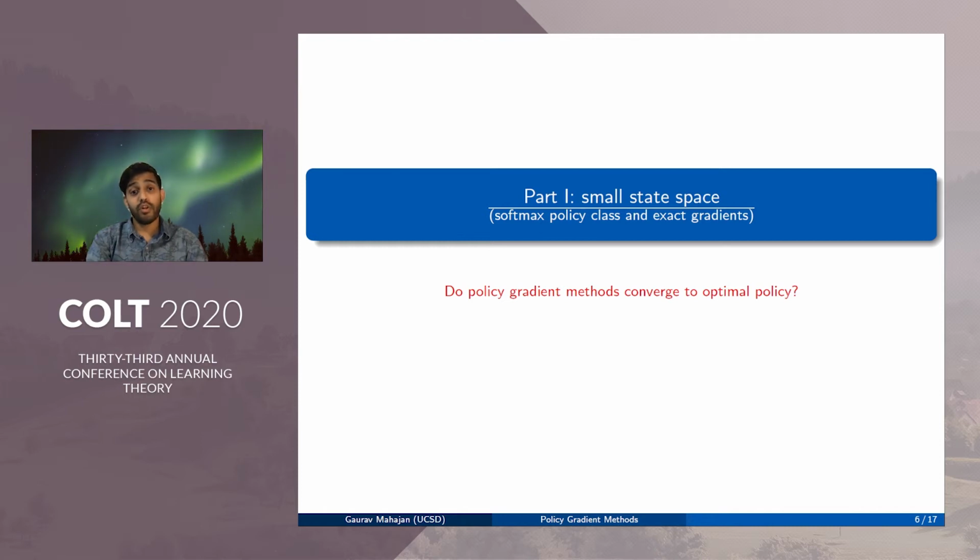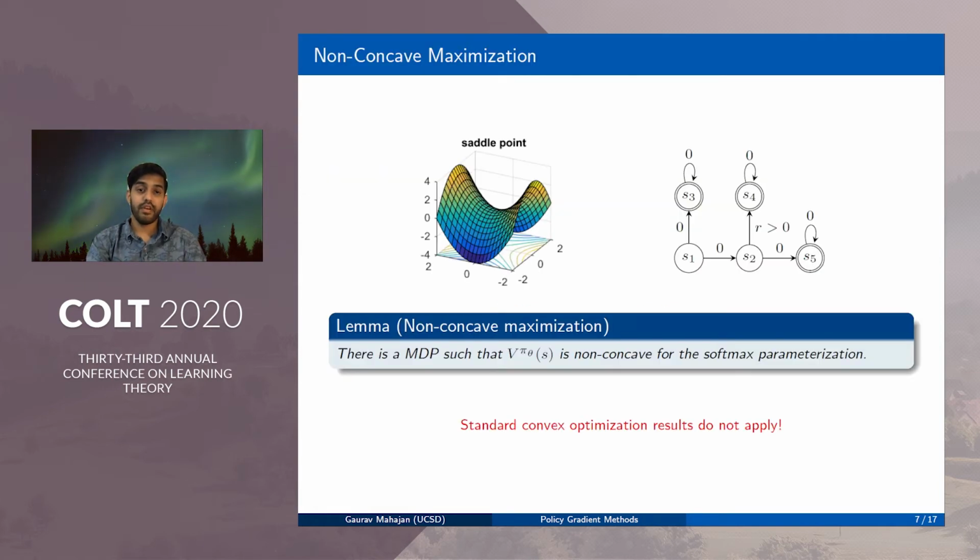Now I'll discuss policy gradient methods in small state spaces. Throughout this part, we'll assume access to exact gradient and later show how to deal with sample-based gradients in the large state space setting. The underlying question in this part is, do policy gradient methods converge to the optimal policy? Our first result is that standard convex optimization results will not help us in our endeavor, since there exists a simple MDP, which is the image on the right, such that our objective function is non-concave for the softmax policy class.